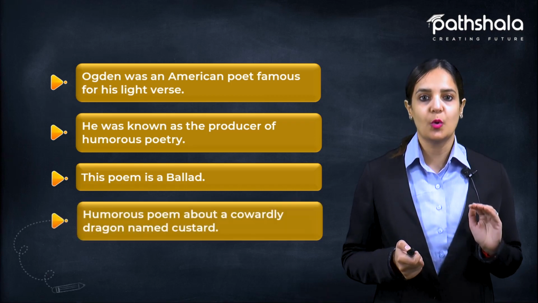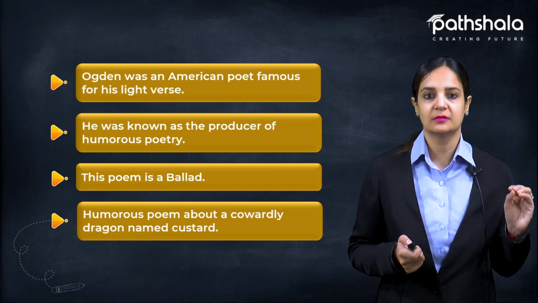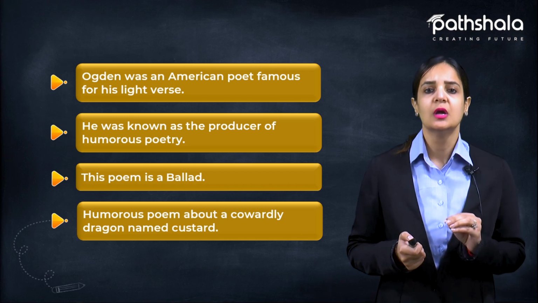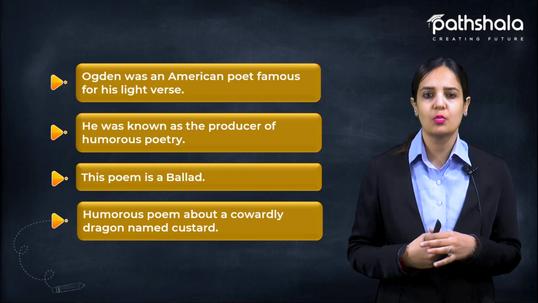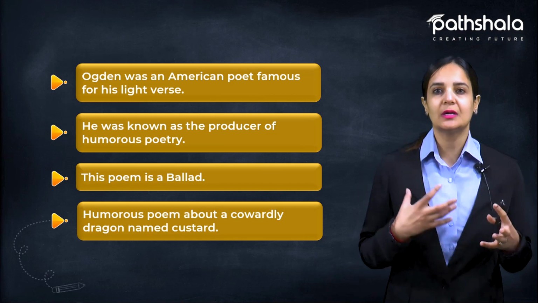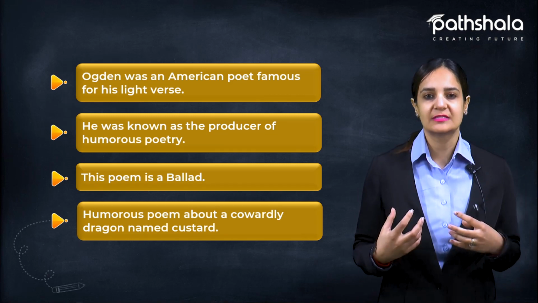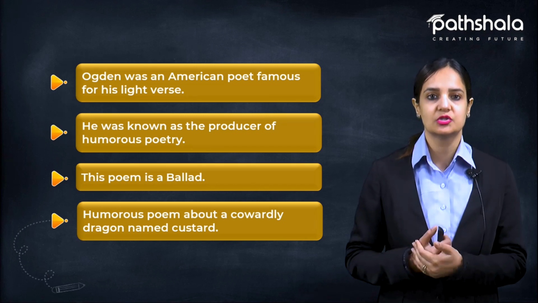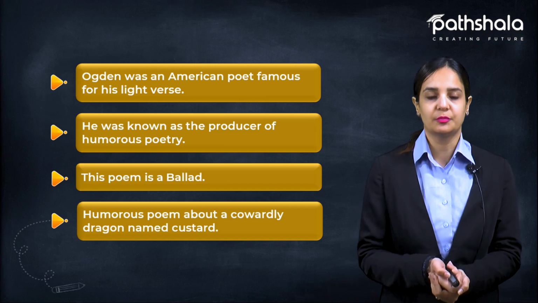Now, this poem is a humorous one. The Tale of Custard the Dragon is a humorous poem about a dragon who is a coward and whose name is Custard. So it's about a dragon who is very afraid of everything, and that's why the poem is called The Tale of Custard the Dragon. Let's quickly jump to the poem.